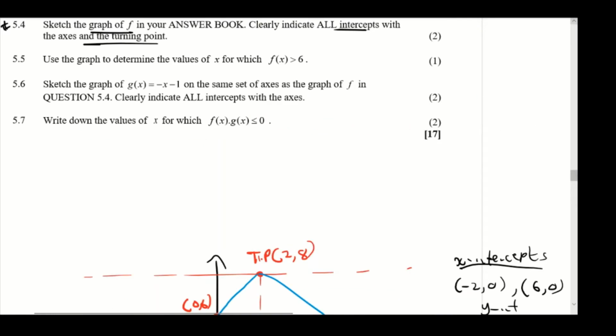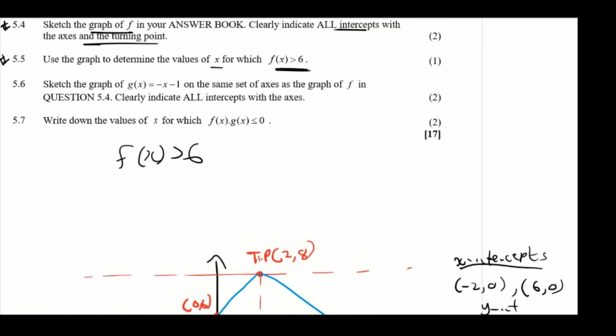Now we're going to do 5.5. Use the graph to determine the values of x such that f of x is greater than 6. So f of x is greater than 6. So what are the values of x when f of x is greater than 6? So that's what this means.